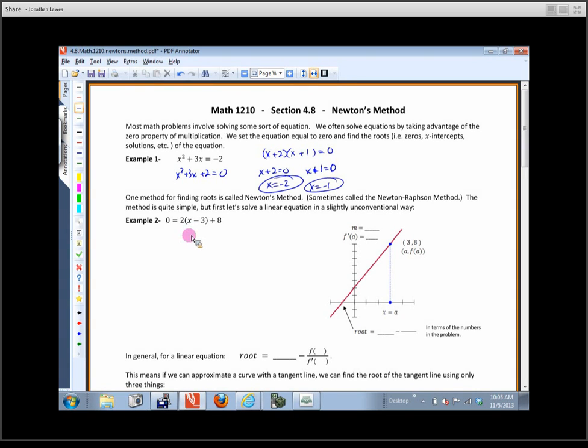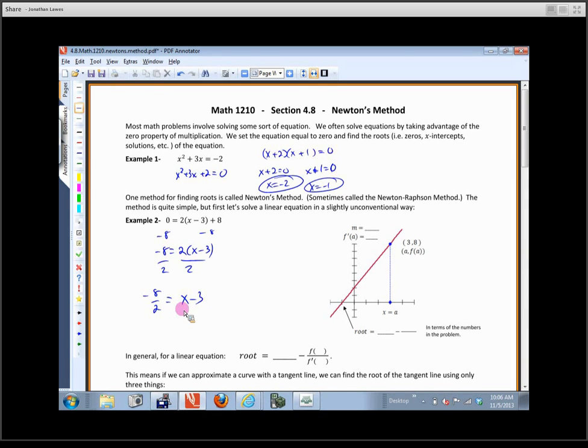If I were going to solve this, I want to know what I plug in to make this function right here equal 0. First thing I'd do is move the 8 to the other side, so I'm going to subtract 8 from both sides. That's going to give me negative 8 equals 2 times x minus 3. I'm going to get rid of the 2 by dividing by 2, only I'm going to leave it in this format. I'm going to leave this as negative 8 over 2, and over here I have an x minus 3.